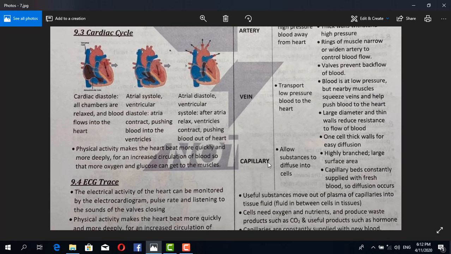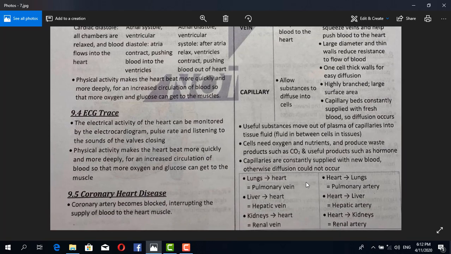Okay, the capillaries. They allow substances to diffuse into the cells, so they are highly branched with a large surface area, and also the capillary beds are consistently supplied with fresh blood, so diffusion occurs. For today we'll be stopping here in order to finish the next time, inshallah.